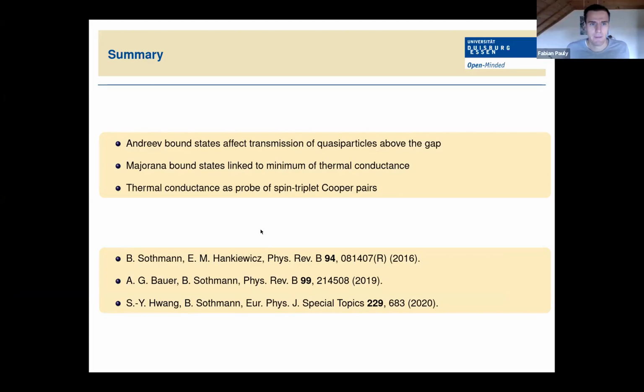So you talked about this thermal conductance. So first of all, thanks for the nice presentation. You look at the thermal conductance, but you look only at electronic thermal conductance. Are there any interesting effects if you look at phonons, for instance? You're absolutely right. We're just looking at the electronic part.